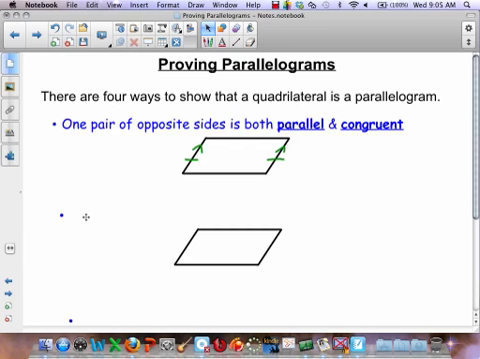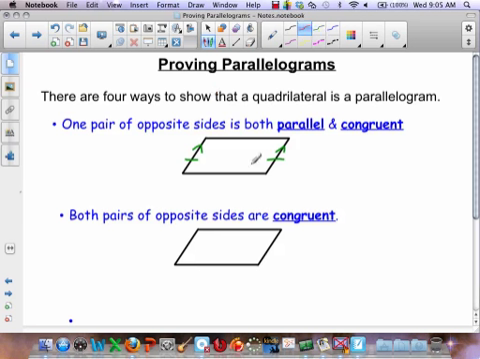The next method is if I have both pairs of opposite sides congruent. So this side and this side are congruent. This side and this side are congruent. So both pairs of opposite sides are congruent.